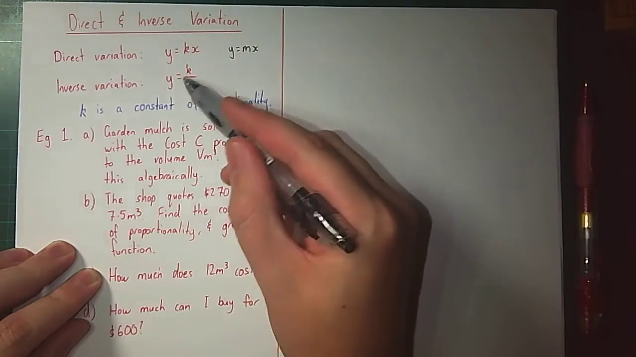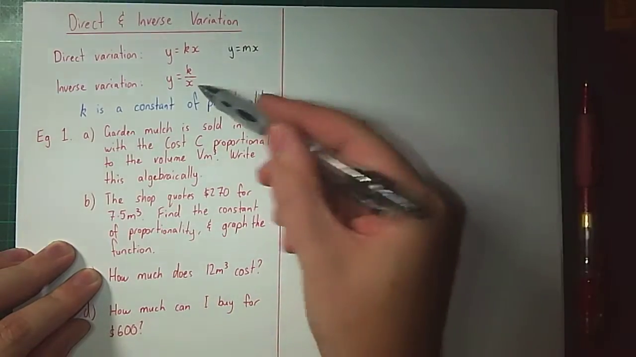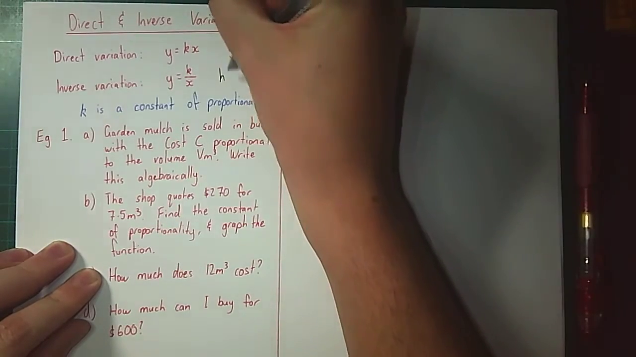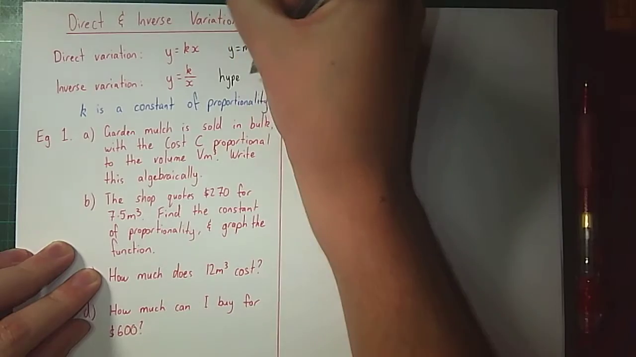Here we've got y equals k over x. As this is over x, this is going to resemble something like a hyperbola. So we're going to look out for that one in the second example.